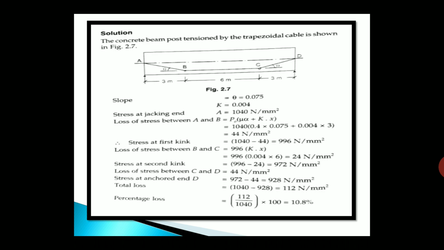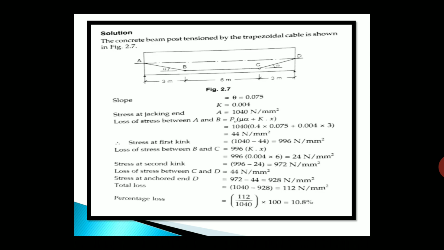So let's start writing down the given data. Slope is 0.075, K value is given as 0.004, and the stress at the jacking end, that is A, which is also the initial applied stress, P0, is equal to 1040 Newton per mm square. Now let us analyze this example part by part. The first part under consideration is AB, which is sloping. At end A we are applying the initial stress 1040. As we move from A to D, we have to find what losses take place.